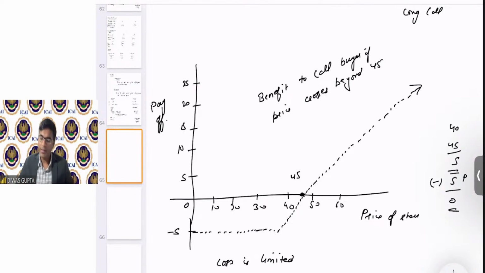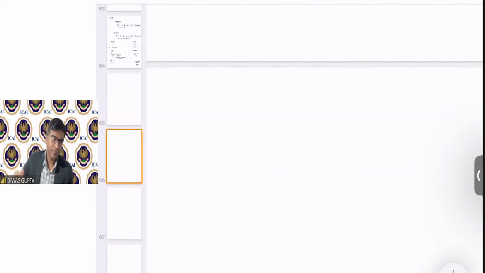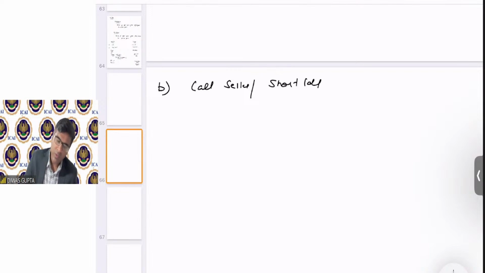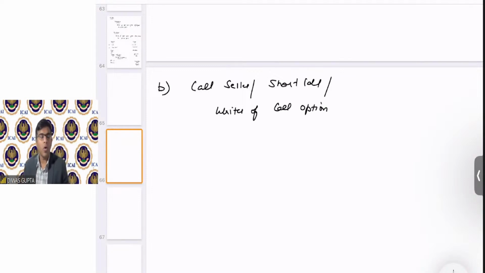Then let us move to the second type of payoff. Let us study it from the point of view of the call seller, or we can say the person who is doing a short call. Further, we can say that he is the writer of the call option. I hope all the terminologies are clear. Here also the strike price is 40 and the premium is 5.